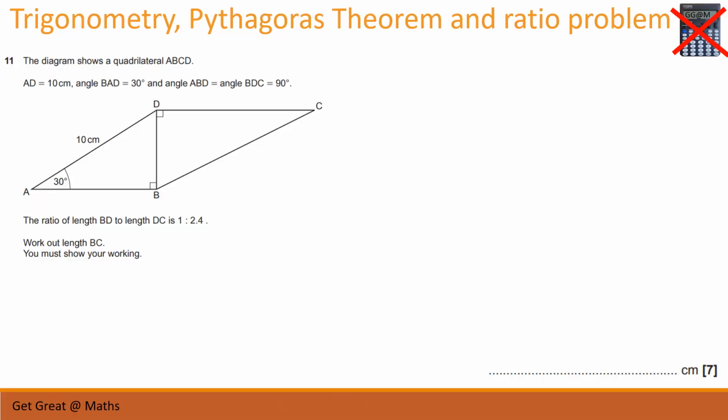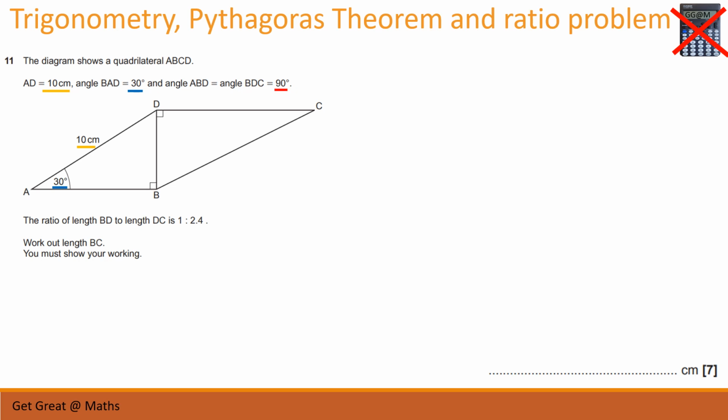This is a question on trigonometry, Pythagoras Theorem and ratio, and it's a problem involving all three of these things. We're going to look at the keywords within the question to start with and the key measurements that are given. So we've got a length of AD which is 10, which is the distance in the diagram highlighted in yellow. The angle BAD, which is the angle shown in the diagram between BA and AD.